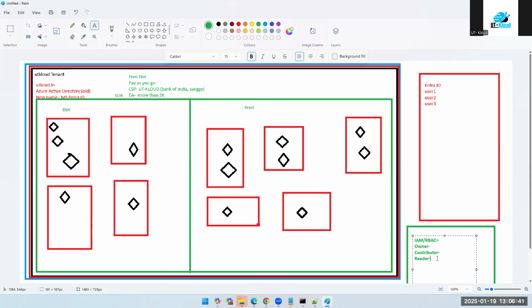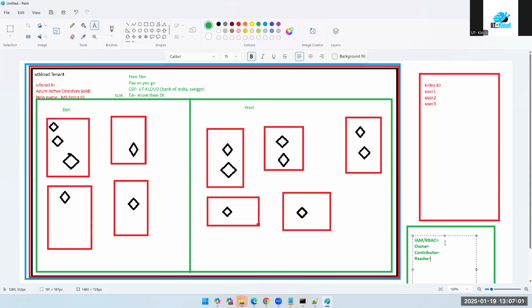Is this part clear to everyone? What is the difference between contributor and owner? Please tell me once again. Contributor cannot create an owner. An owner can create a contributor. Contributor will not create another owner. Okay. A contributor can create another contributor, a contributor can create a reader. Create as in assign the role, okay? That person has to be here.